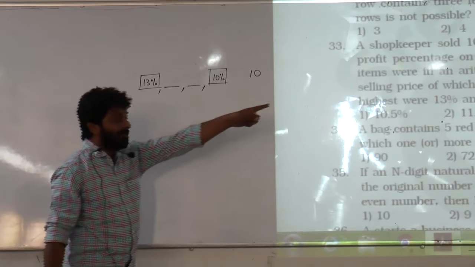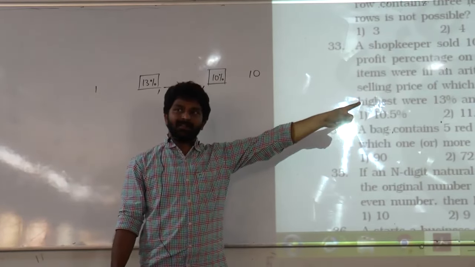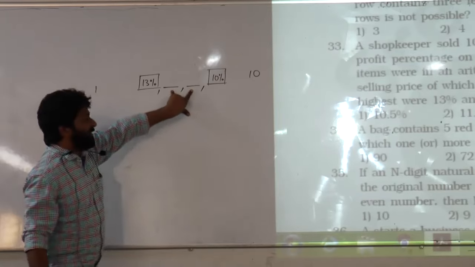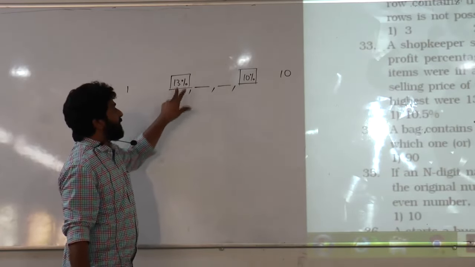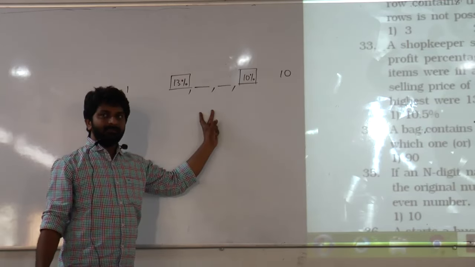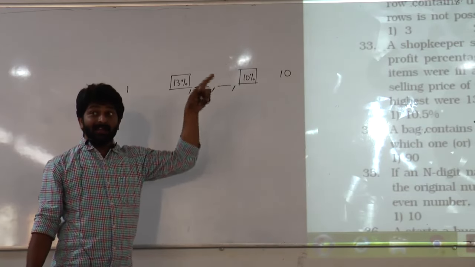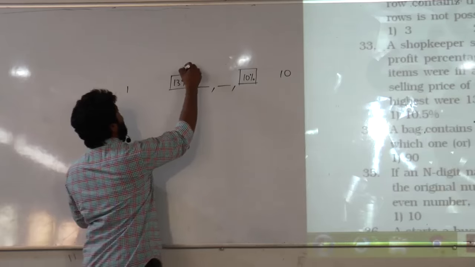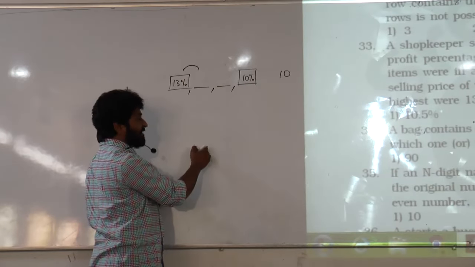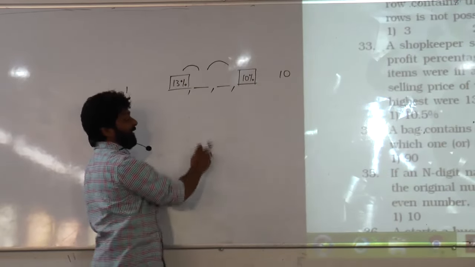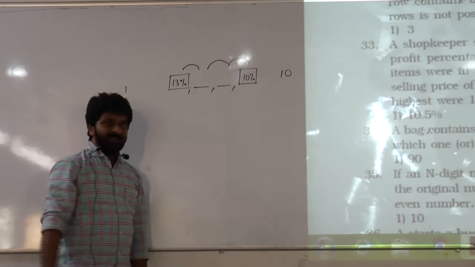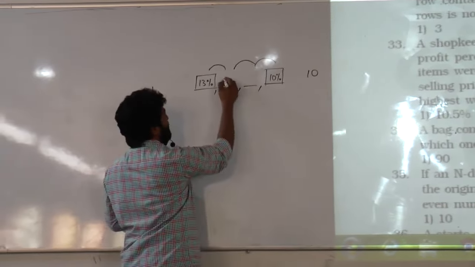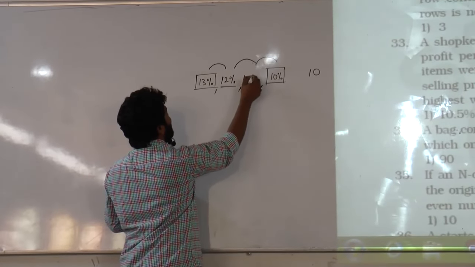And they are in arithmetic progression. Many conditions are here. So these two numbers must be in decreasing order, and they must be in between 13 and 10. As they are in arithmetic progression, the difference between these two numbers must be equal to the difference between fifth place and sixth place, and that should be equal to the difference between sixth place and seventh place. So these two values must be 12% and then 11%.